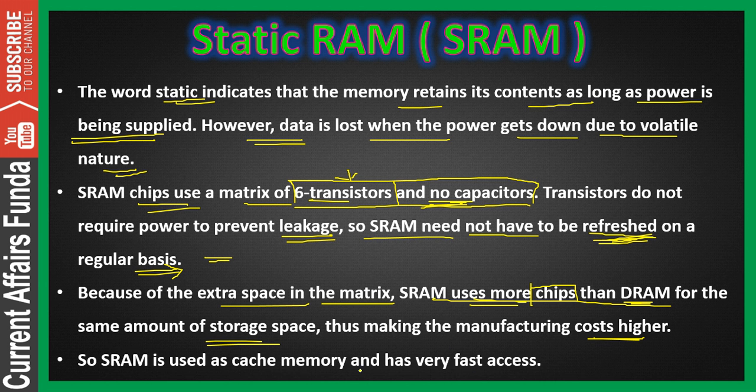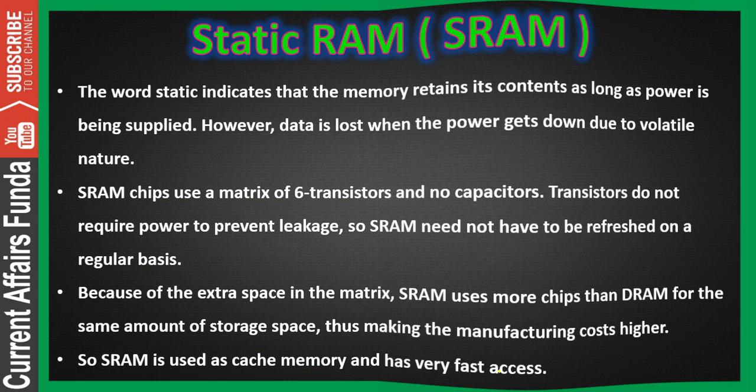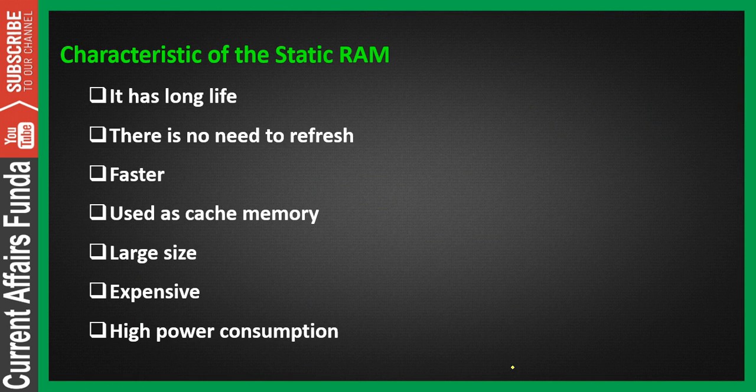So SRAM is used as a cache memory and has very fast access. So where is it used? It is used in cache memory because it is very fast in access, and I already told you about cache memory. What are the characteristics of static RAM? It has a long life, okay, because there is no need to refresh. I already told you, to make the data available till your computer is on.